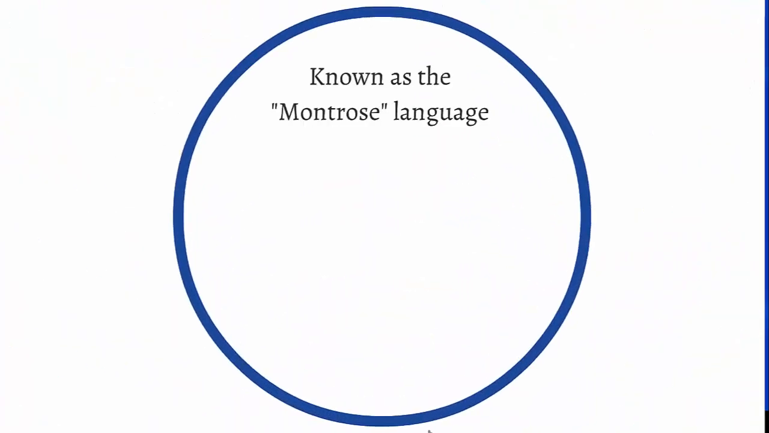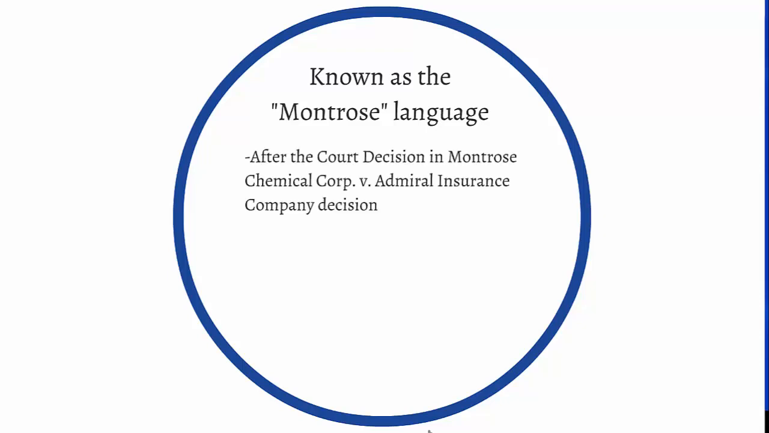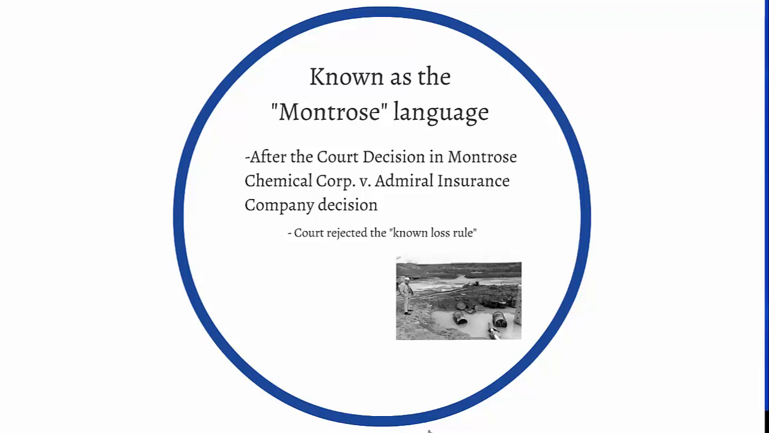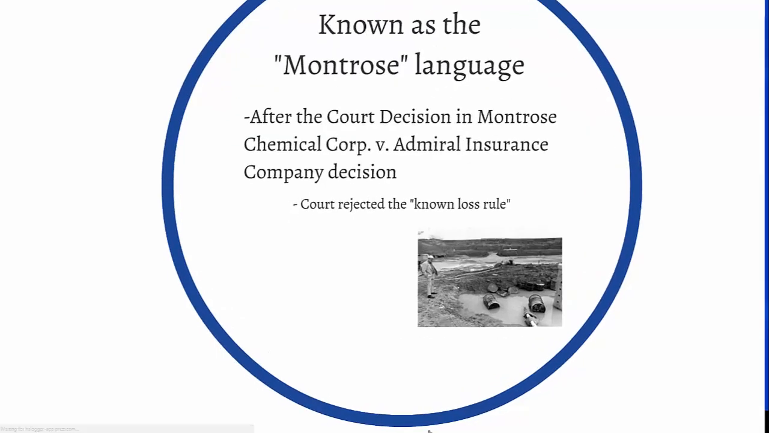This is known as the Montrose language. It was named Montrose language after the court decision in Montrose Chemical Corporation versus Admiral Insurance Company. From this court case, the court rejected the known loss rule that the insurance companies were trying to apply. This type of case often occurs when there is toxic waste or a chemical spill, and damage occurs over a long period of time that spans multiple policies.